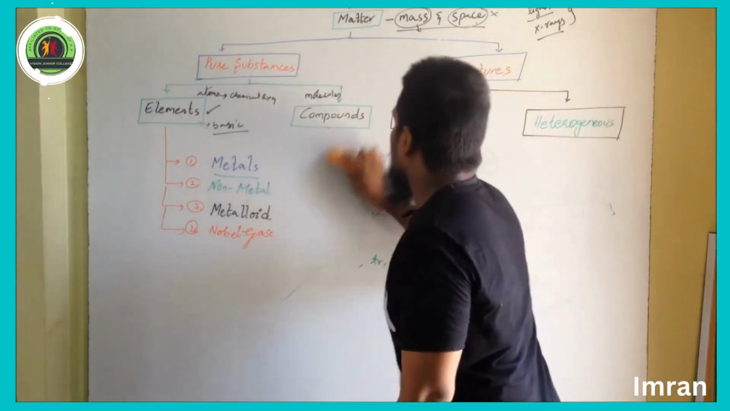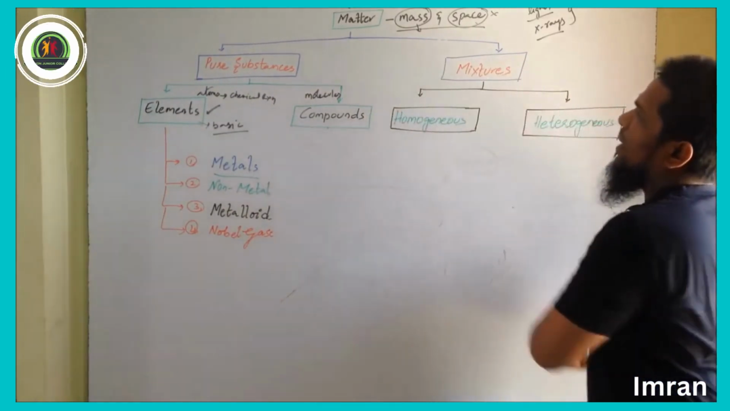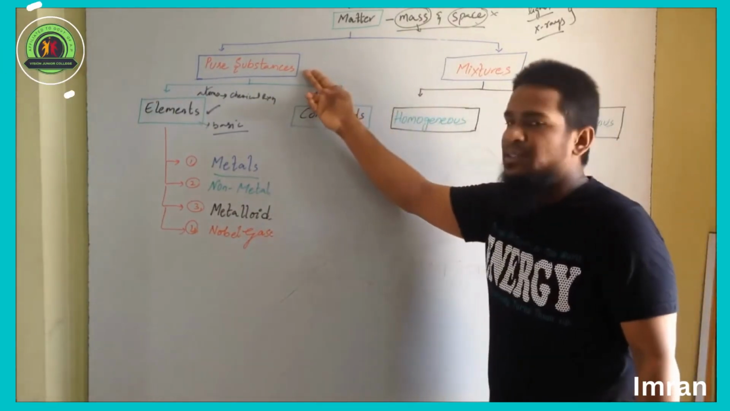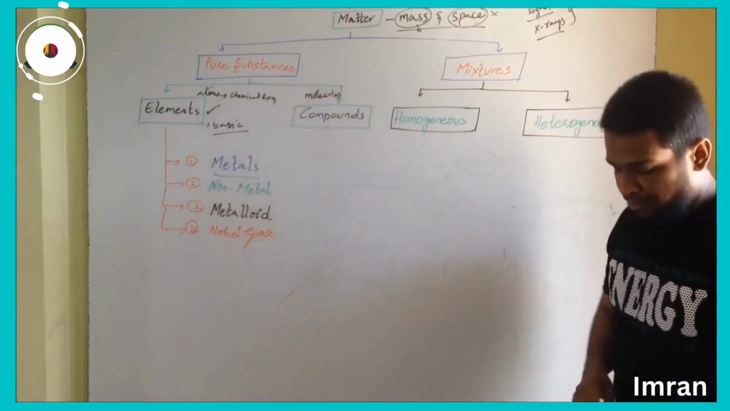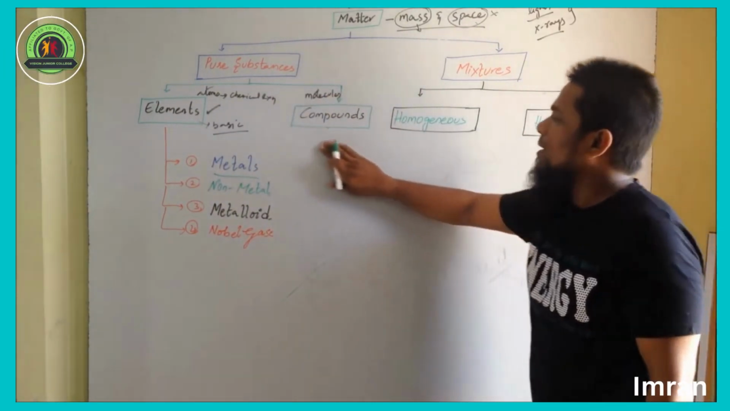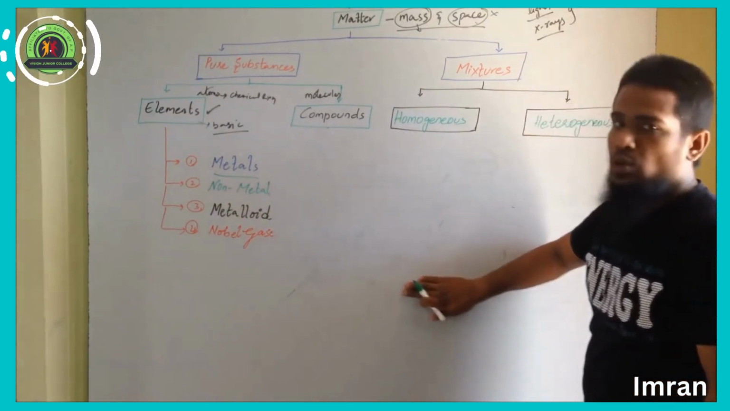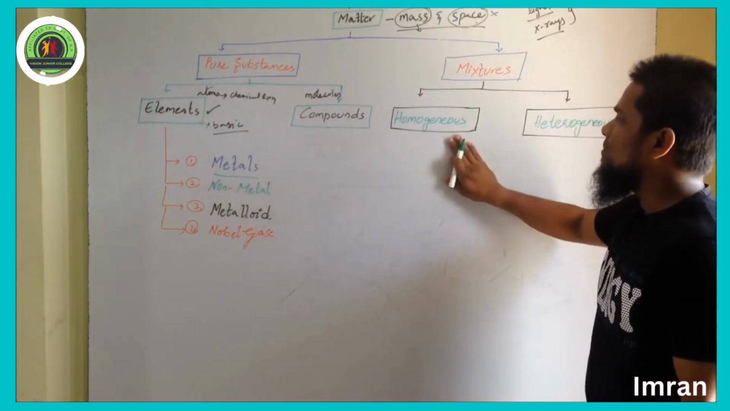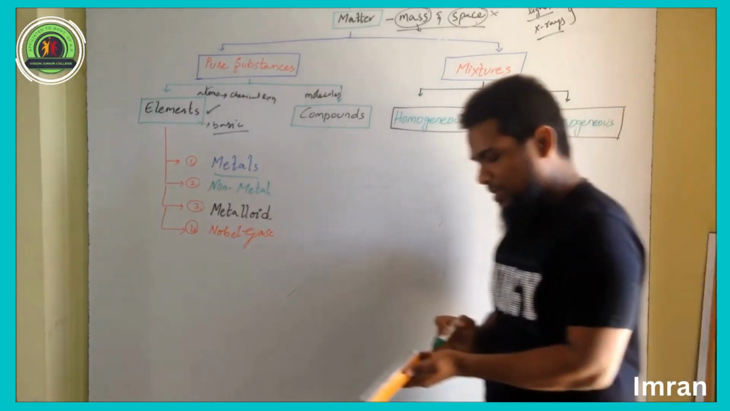Now coming to the second part of matter, the second type of matter. The first type is pure substances and the second type is mixtures. Coming to mixtures, mixtures are again classified into how many types? Mixtures are classified into two types. One is homogeneous mixtures and the second is heterogeneous mixtures.